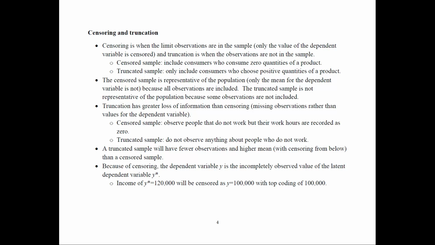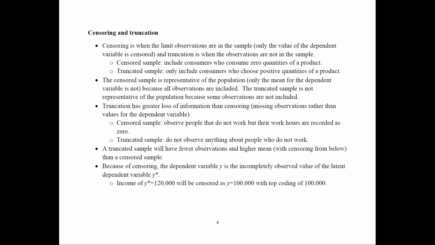Again, in the example that I showed you before, you could have all of the people that shop at that grocery store in your data, and that would be a representative sample of everyone who comes. That would be a censored sample, but the mean of the dependent variable won't be, because then you have a lot of zeros in the data for people that don't consume any cereal boxes. But for the truncated sample, you won't have the people that don't buy any cereal in your sample, so it won't be representative of the population in general.